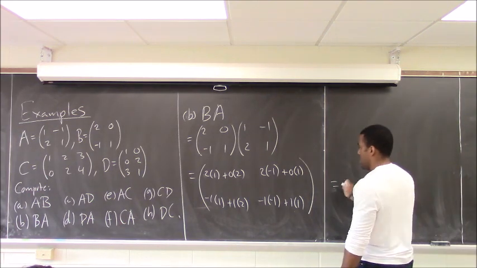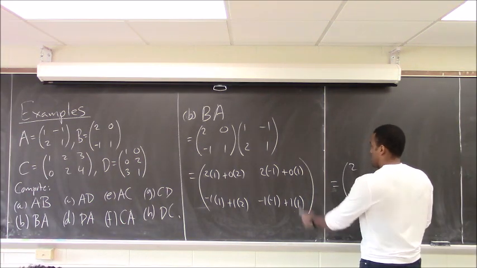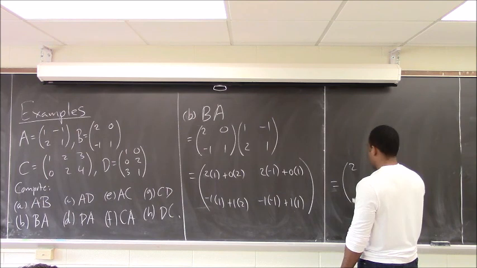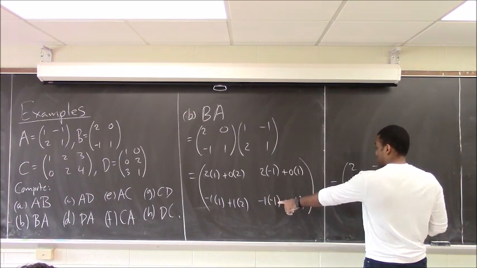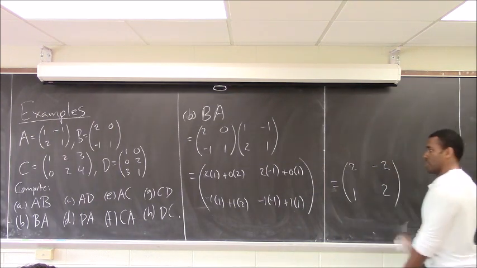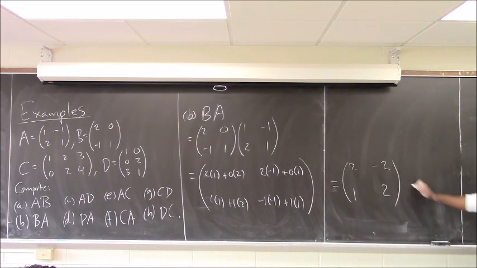Now you just simplify. It's going to be 2 minus 2. That's going to be minus 1 plus 2. That's 1. Plus 1 plus 1. That's 2. And that's the result. I want you to notice that wasn't what we got before. Right?